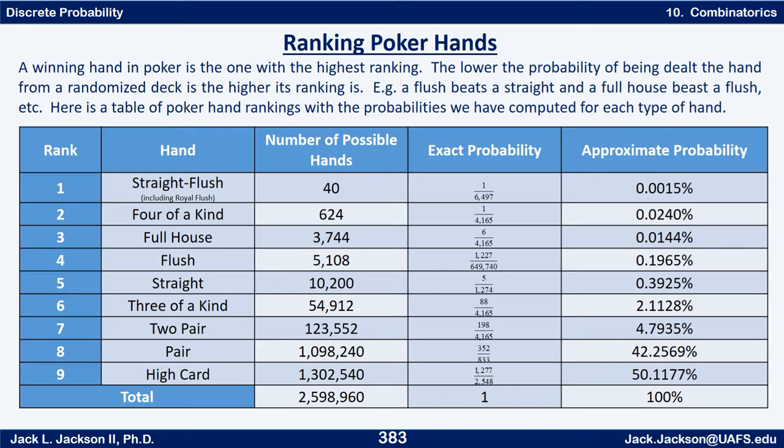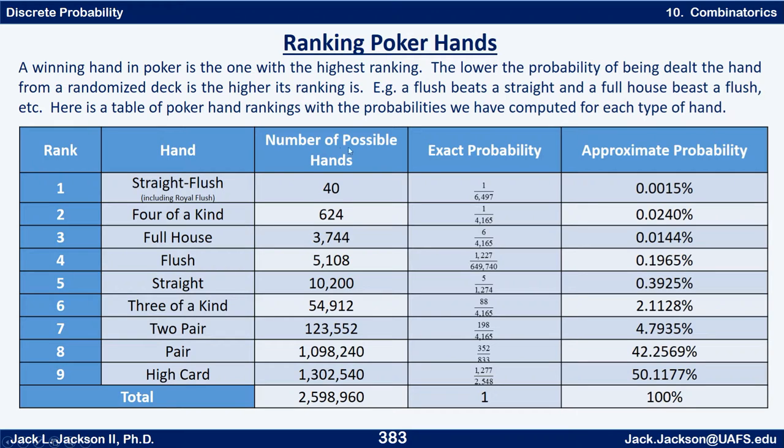There are 624 different 4 of a kinds, 3,744 different full houses, 5,108 flushes, 10,200 different straights, 54,912 different 3 of a kinds. Then goes to 2 pair, and just a high card. And so that rank then is the order of increasing probability. And so the one that's the lowest probability is the highest hand, and that hand wins.